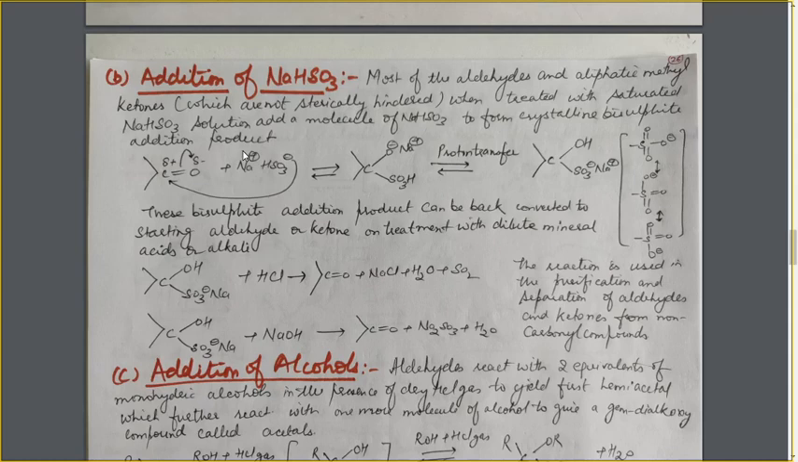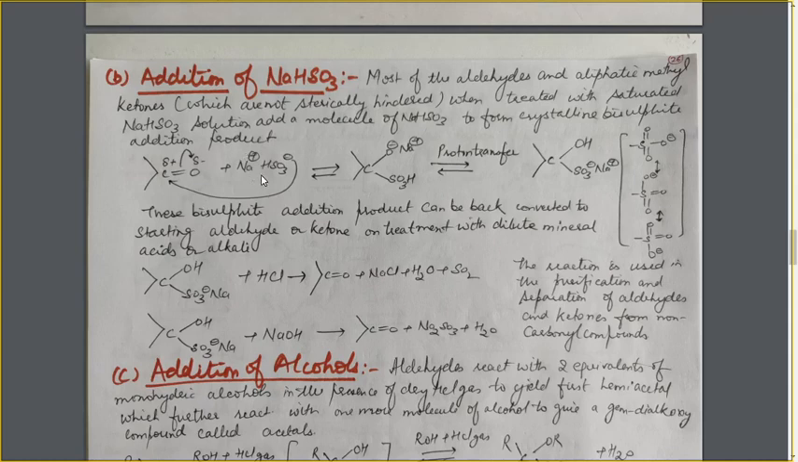So only these compounds, that is the aliphatic aldehydes and the aliphatic methyl ketones. What are aliphatic methyl ketones? Those aliphatic ketones in which there is one CH3 group on one side of the ketonic C double bond O group. They undergo this reaction and give crystalline bisulfite addition product. Now how is the reaction taking place? What is the mechanism of this reaction?